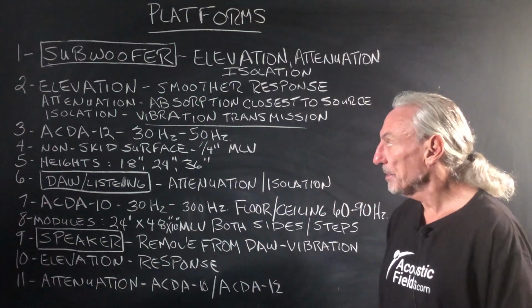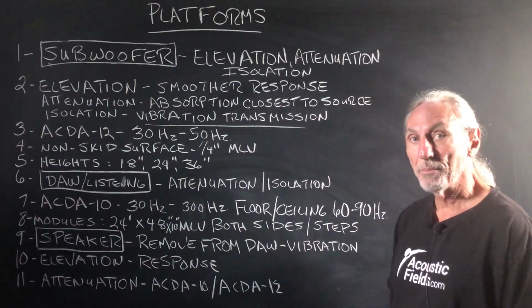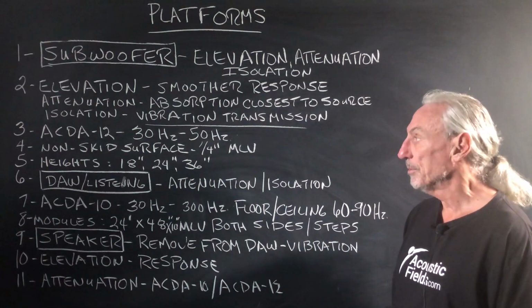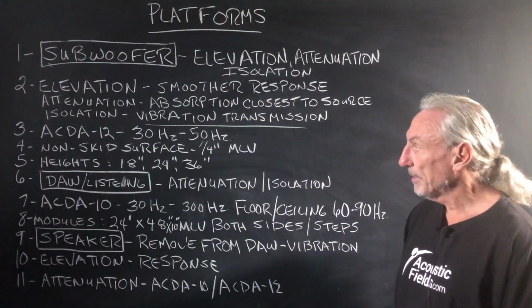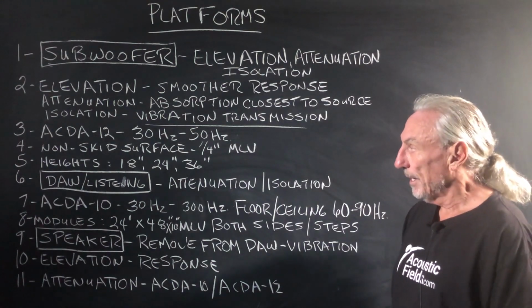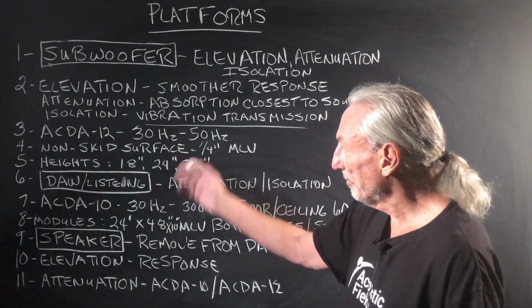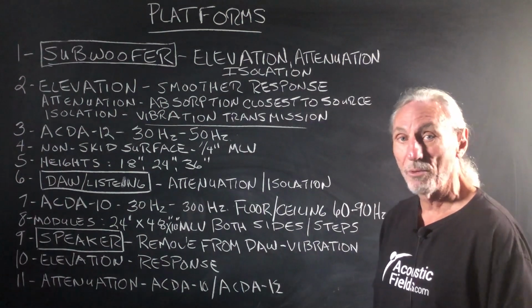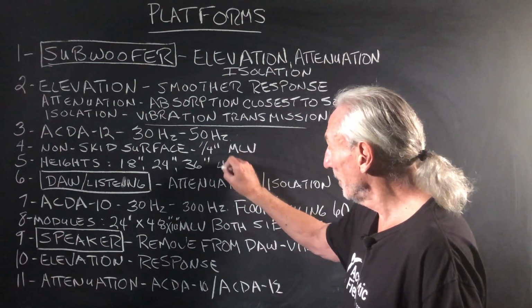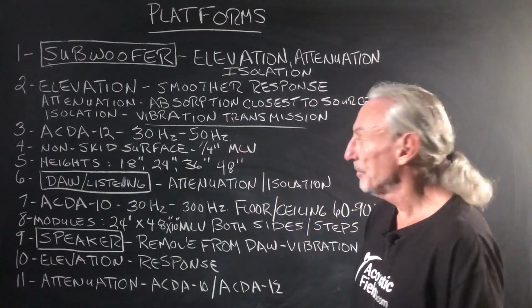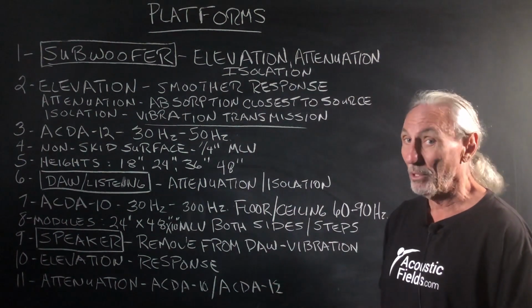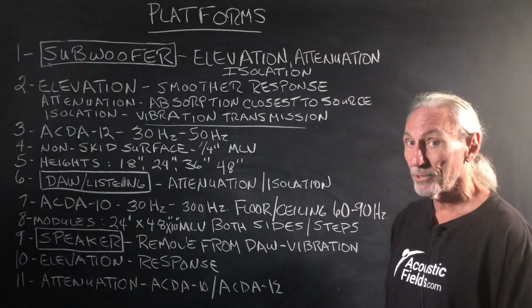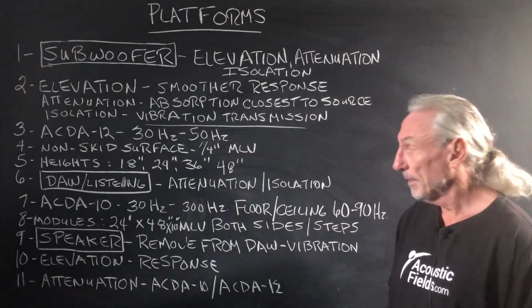ACDA12 technology, 30 to 50 cycles. That's the big area in low frequency that we need to address. Non-skid surface, we have our 1/4-inch mass-loaded vinyl on the tops and the bottoms. And then different heights, 18, 24, 36, 48. We're doing some in our studio here, starting at 48. It just depends on your ceiling height, depends on your width, depends on your length. There's no one size fits all, regardless of what you think and read on the internet.